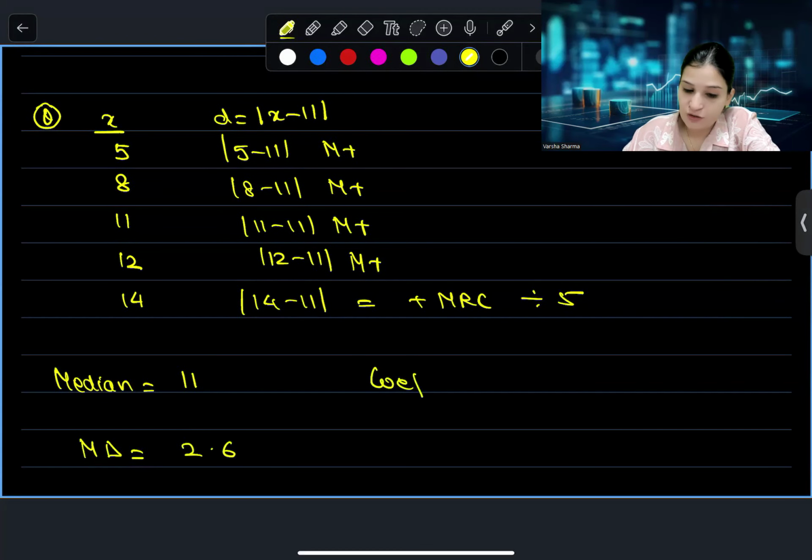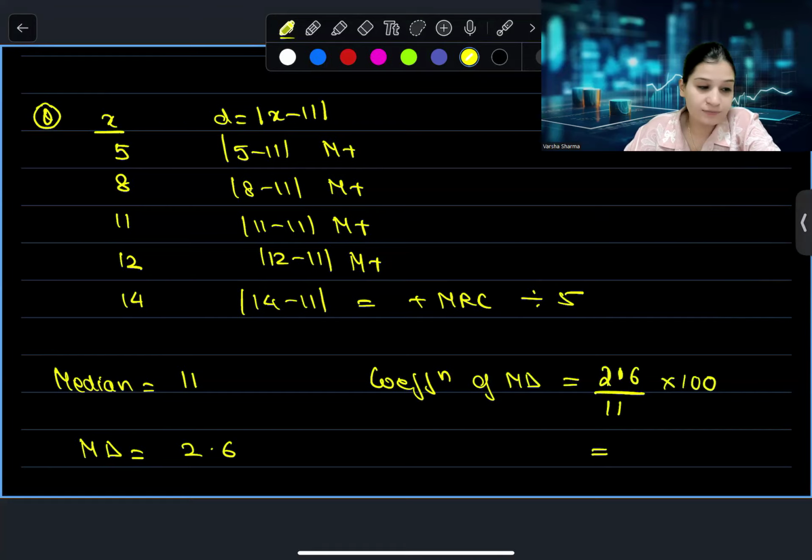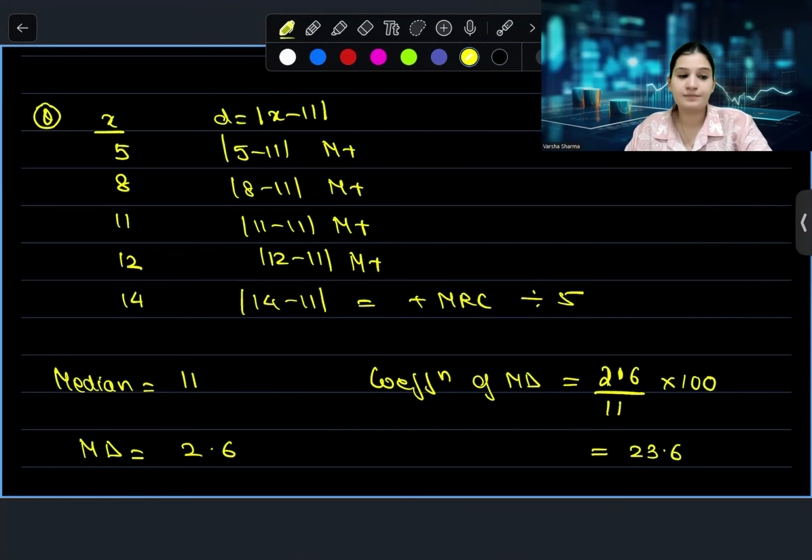Then coefficient of mean deviation: mean deviation by median into 100. Answer? 23.63. Clear?